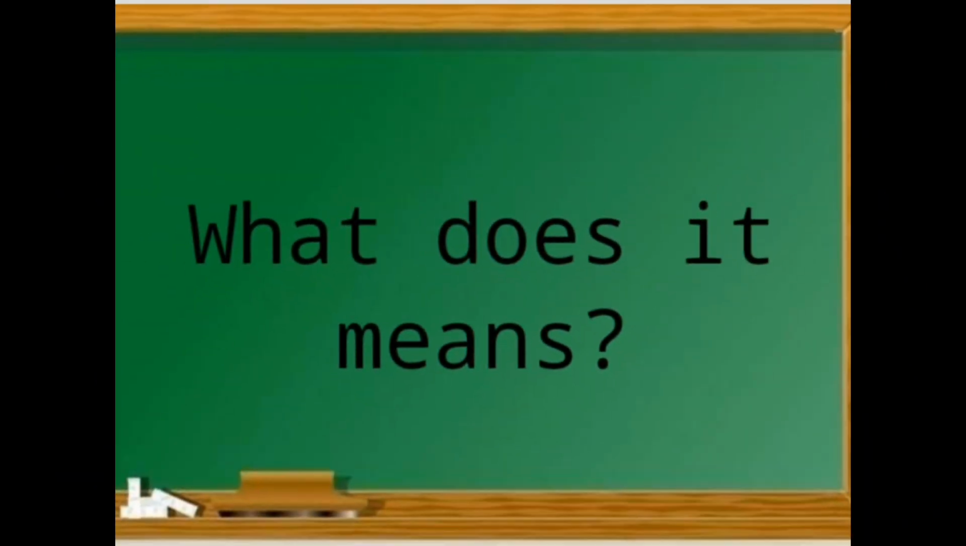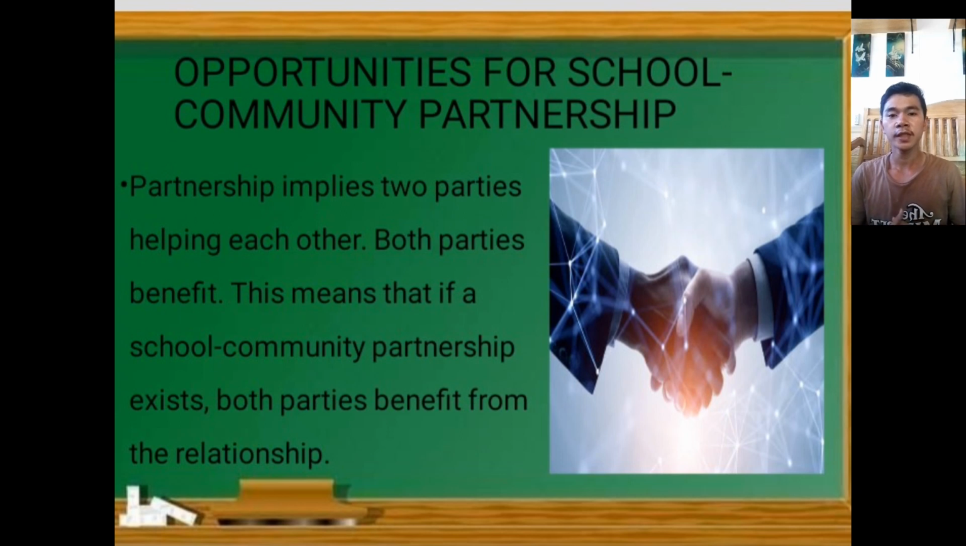We will discuss the sociological and legal basis of school and community partnerships. So, opportunities for school community partnership. First of all, I will discuss the partnership. Partnership implies two parties helping each other, both parties benefit. This means that if a school community partnership exists, both parties benefit from the relationship.